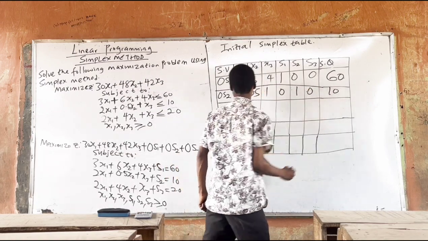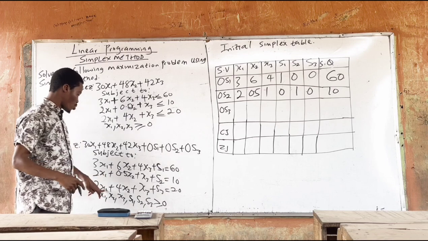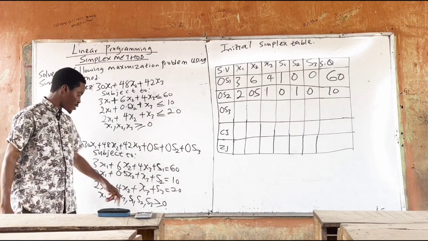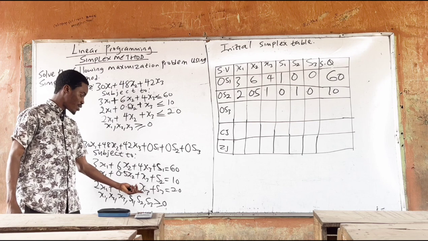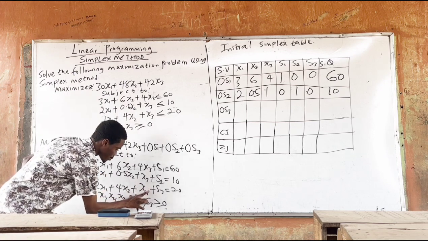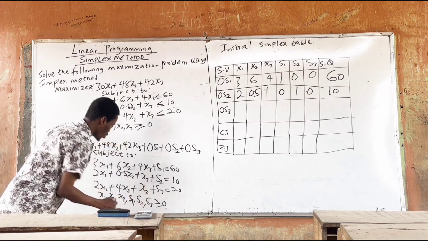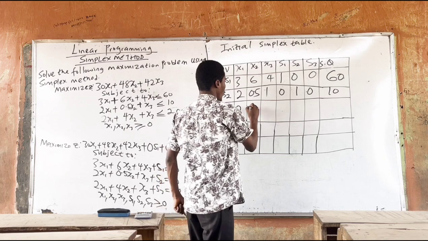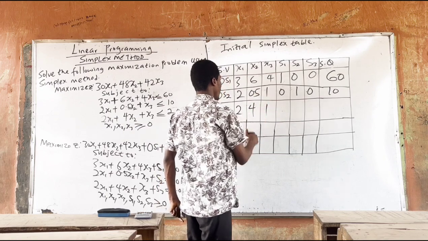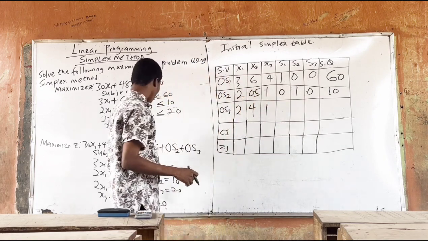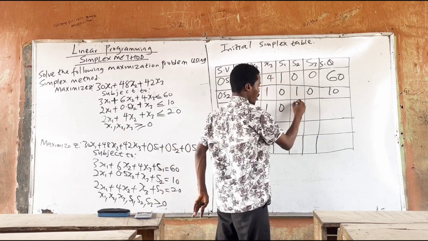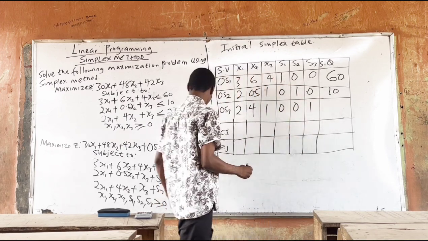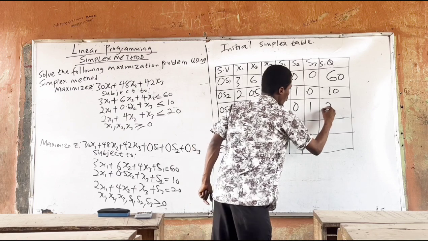It is equal to 10. Then my last constraint is 2x1, 4s2, s3. The coefficient of x1 is 2, the coefficient of s2 is 4, and the coefficient of s3 is 1. So I'm going to have 2, 4, 1. Then for my S3, I only have S3. I don't have X1, I don't have S2. I have 1. It is equal to what? 20.